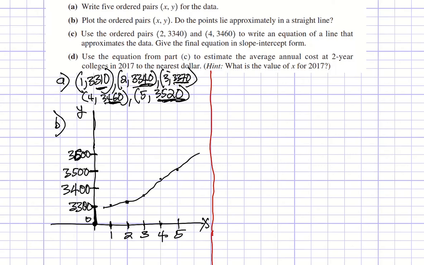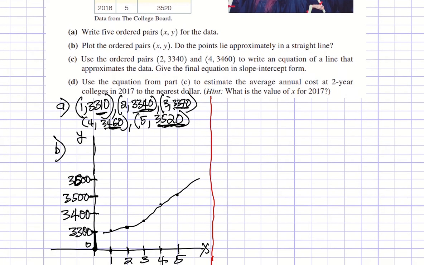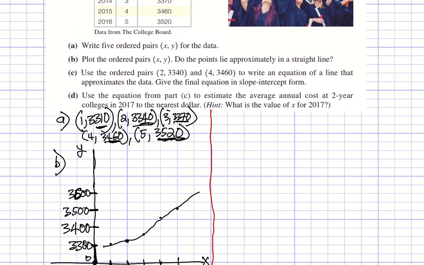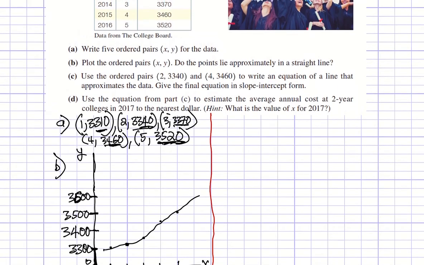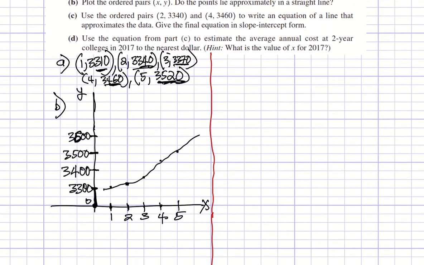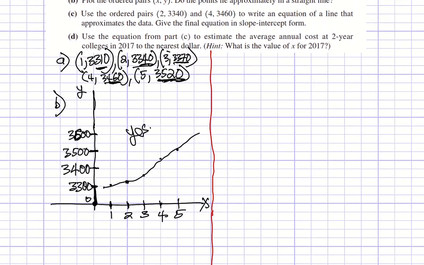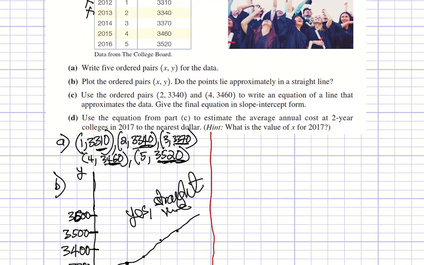So you see, it's kind of a line, so that's the best I can do. It's a positive slope. Do the points lie approximately in a straight line? Yes, it's a straight line, because you see, we don't have enough space. We're just doing an approximation.